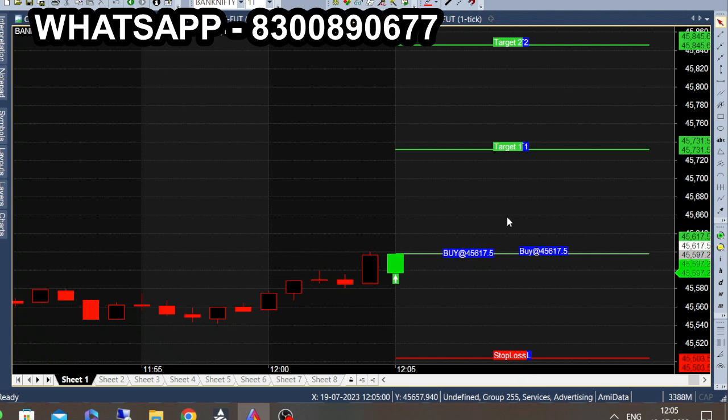Our entry point line is that straight white line from the green-colored candle. That is our entry point line. Buy at 45,617. The first target is more than a 100-point target. The second target is more than a 200-point target. Like this, every day on a daily basis, it will generate calls in the live market. So it's a live market call generator.